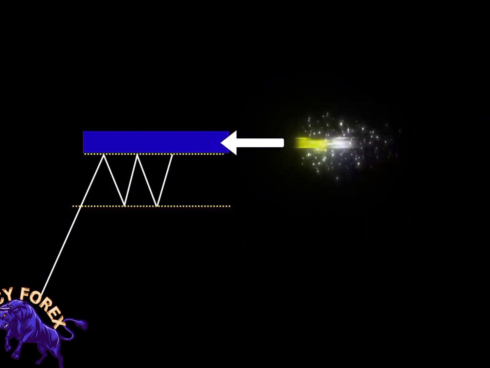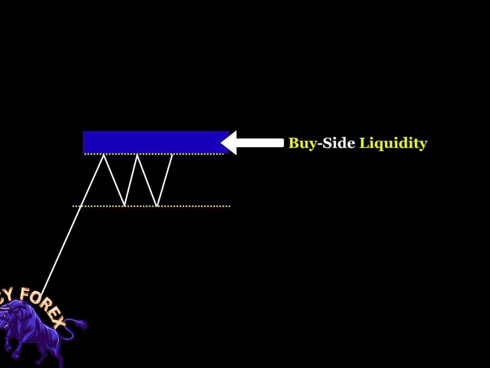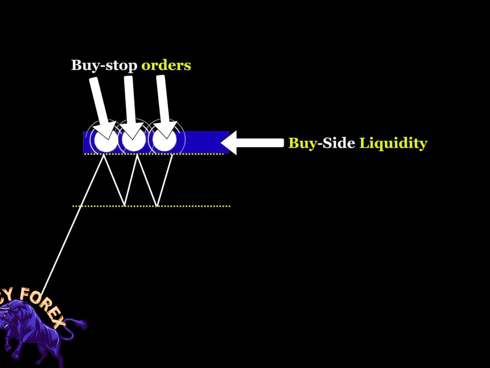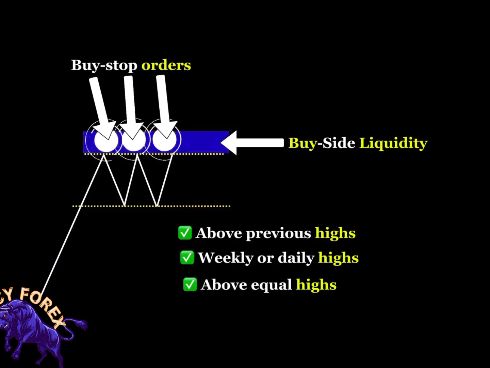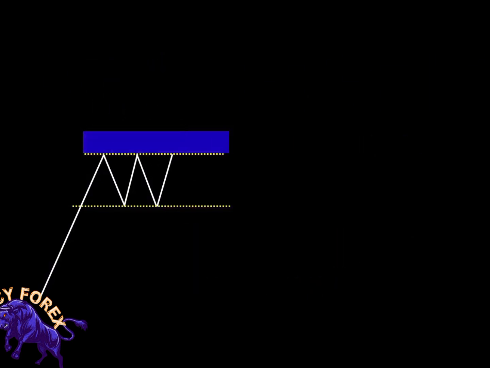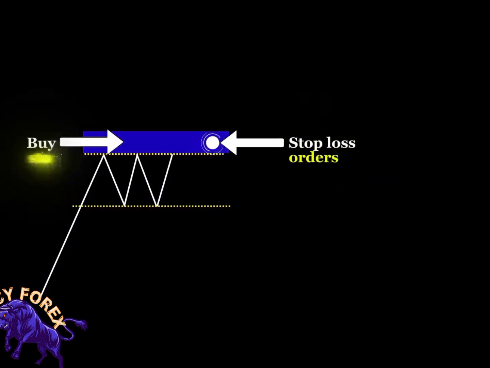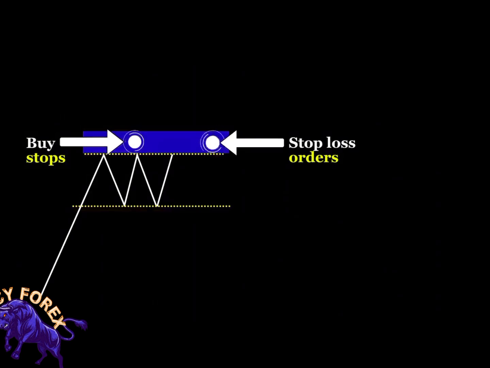The first type is buy-side liquidity. Buy-side liquidity refers to buy stop orders, and these are typically placed above price, above previous highs, weekly or daily highs, or above equal highs. Why are they up there? Because traders who are short want to protect their positions. They place stop losses above swing highs. Breakout traders also place buy stops to catch a move higher.